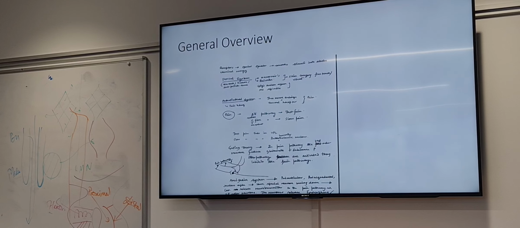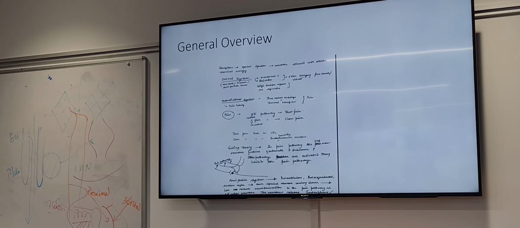Is that the same as the spinothalamic or the anterolateral? So this is for the anterolateral system. This is for the pain specifically. Oh, just for pain. Right. Okay.